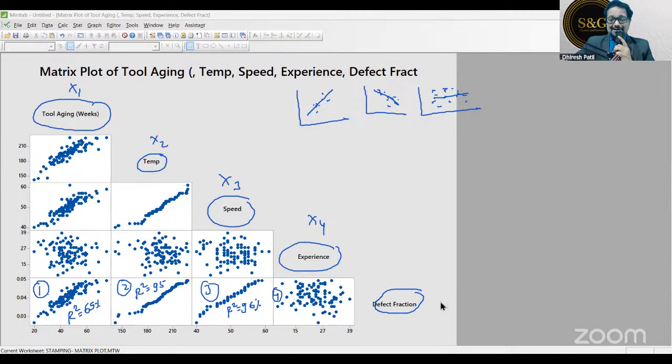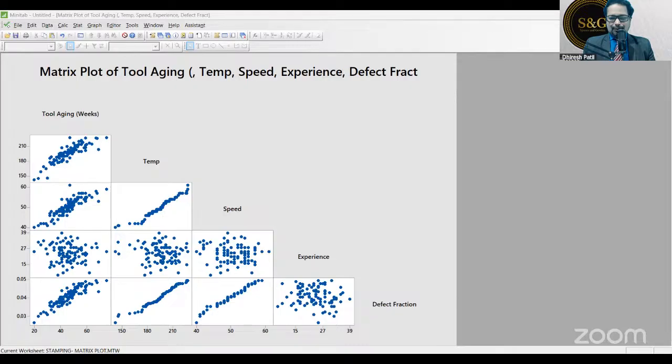Now, a lot of us believe that, right? More the experience, less the defect. Yes, everybody believes this. More the experience of the people, less should be the defect. Correct. But the data is not supporting your hypothesis. Data is showing there is no relationship between experience and defect. Are you understanding? So this is called a multiple regression model or matrix plot model. Clear? Clear, everybody? This one I just wanted to quickly touch upon. Yes, everybody got a clear idea about it.